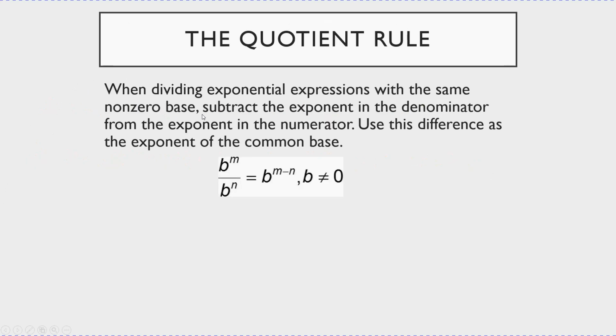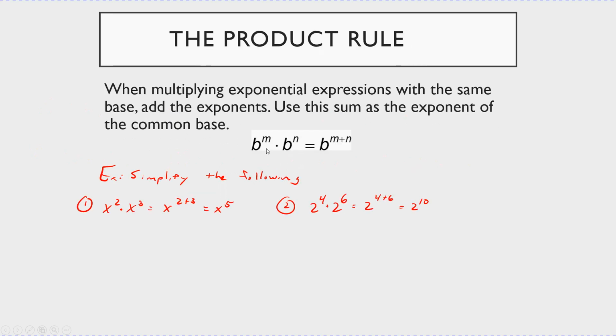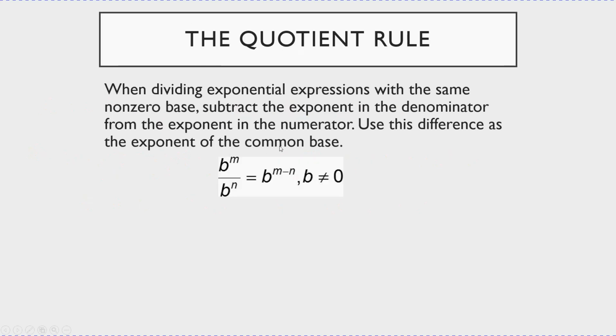Now let's move into the quotient rule. So when dividing exponential expressions with the same non-zero base, what we saw when you multiplied is that you added the exponents. So when you're multiplying, you add the exponents. Here, you're going to subtract the exponent in the denominator from the exponent in the numerator. You're just going to use this difference when you have a quotient of two common bases. You're going to use this difference as the exponent of the common base. All right, so let me do some examples here so you can see this.